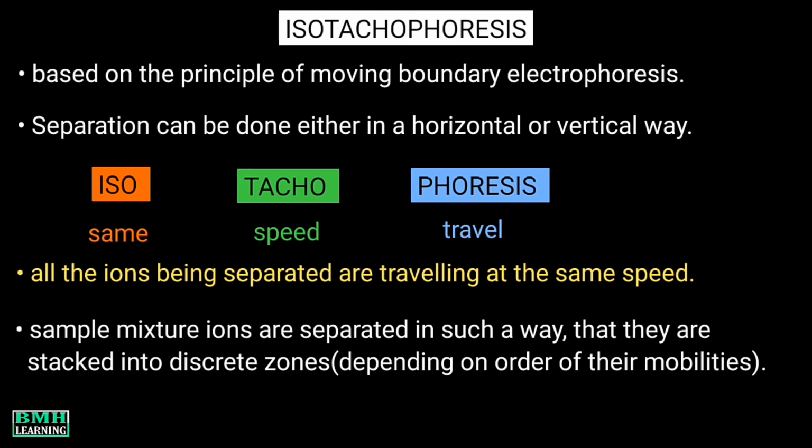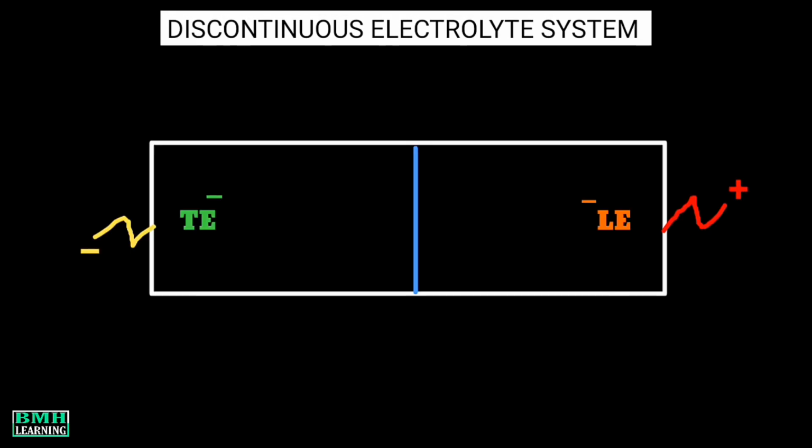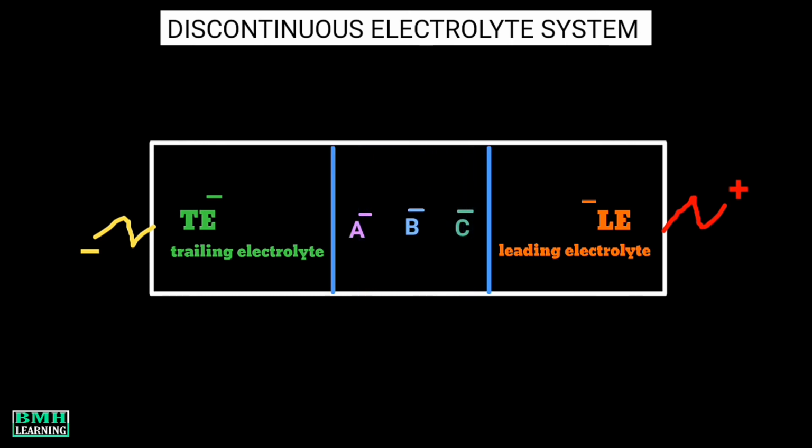Now, what does this mean? It means we are using a discontinuous electrolyte system. So, we are using two electrolytes. LE stands for leading electrolyte, that is the one which is ahead in the race, whereas TE stands for trailing electrolyte. We can say the one which is behind in the race. Now the thing is that the sample solution is applied at the interface of LE and TE.